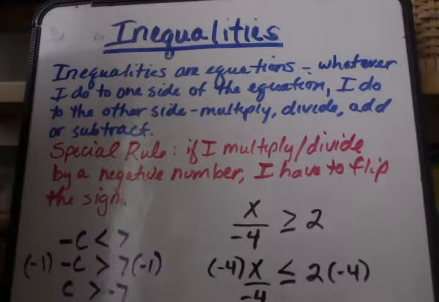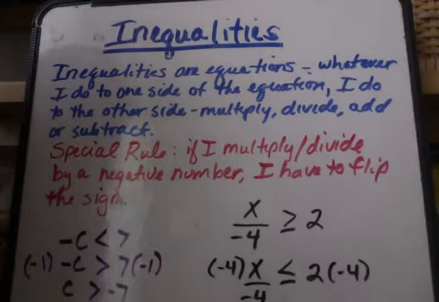So if I multiply a number by one side, I have to multiply it by the other, or divide. If I divide something on one side of the equation, I divide by the other. If I add or subtract a number, I have to do it to both sides of the equation. And remember, the equation is separated by the sign. And in our case now, it's not just an equal sign anymore. It's going to be an inequality, a less than or greater than sign.